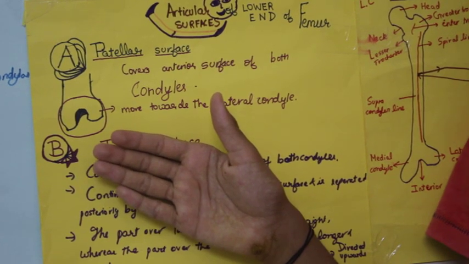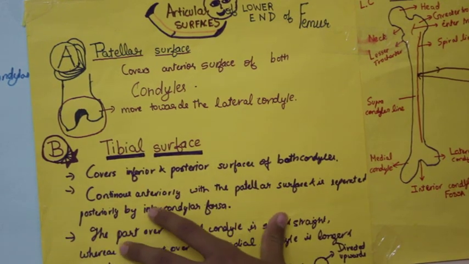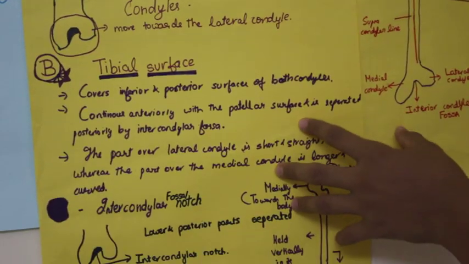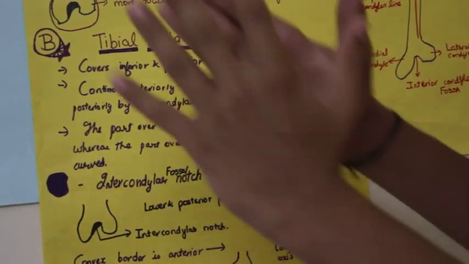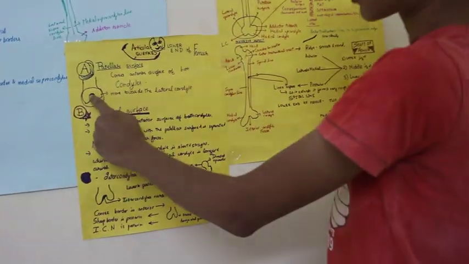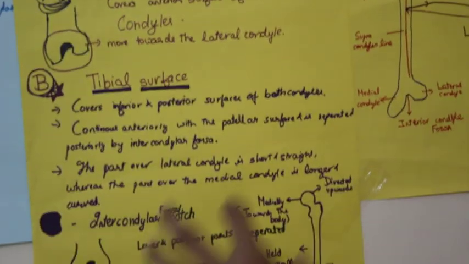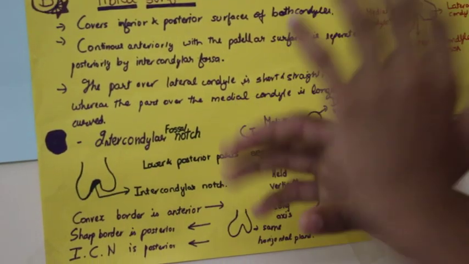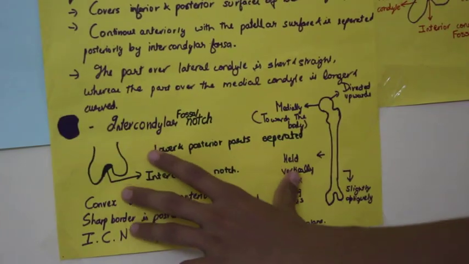Correct. So, tibial surface continues anteriorly with the patellar surface and is separated posteriorly by the intercondylar fossa. So it actually continues like this, but at the back side it's separated by the fossa, this fossa that is present here. Now the part over the lateral condyle is short and straight, whereas the part over the medial condyle is longer and curved. So this is how it is. And the intercondylar fossa or notch, this is how it is, somewhat like this.